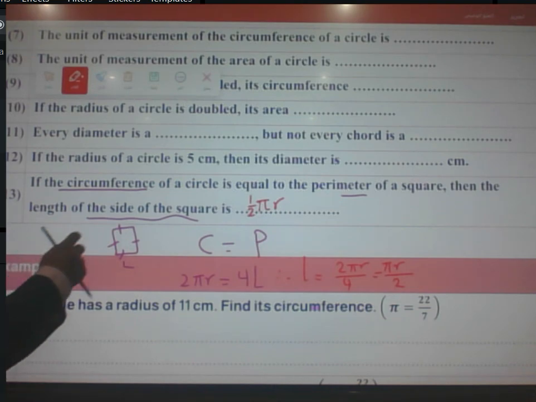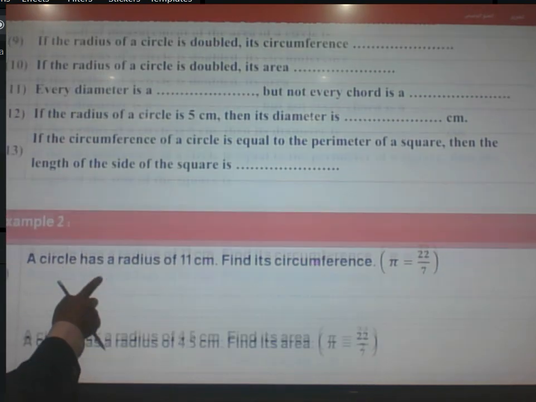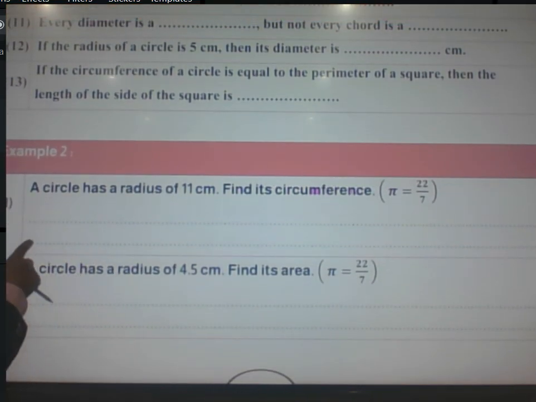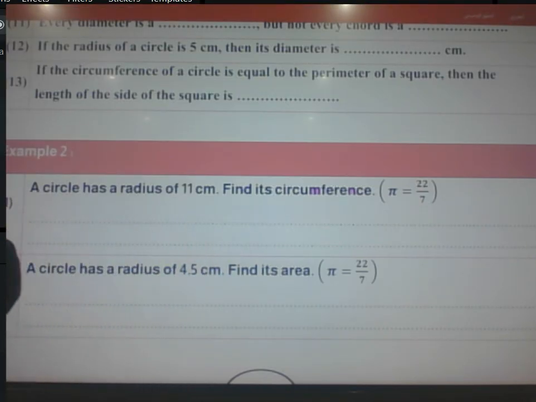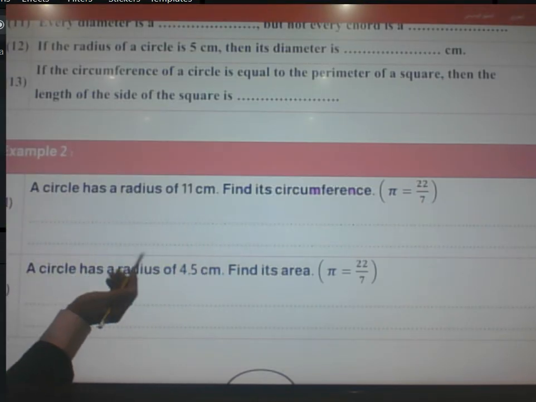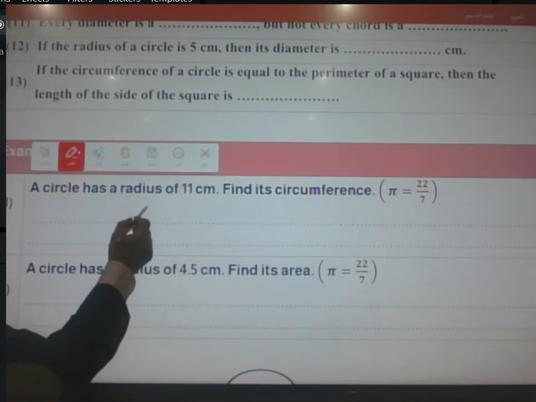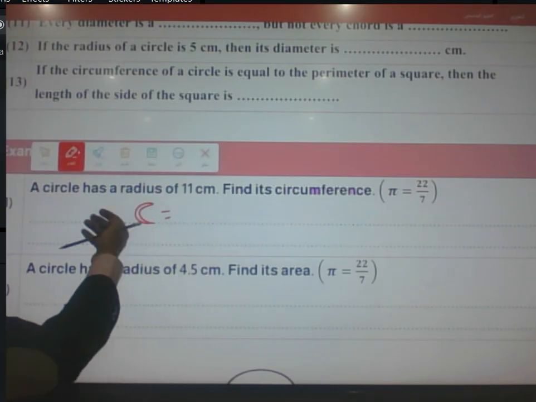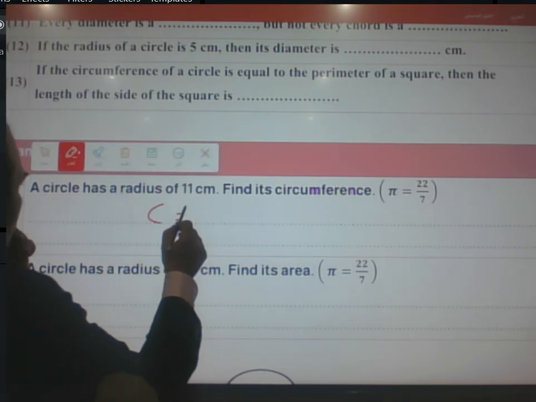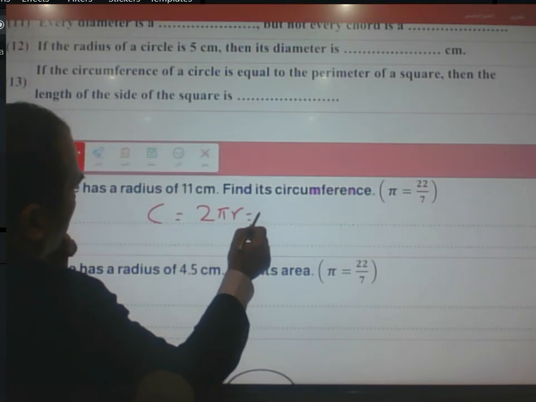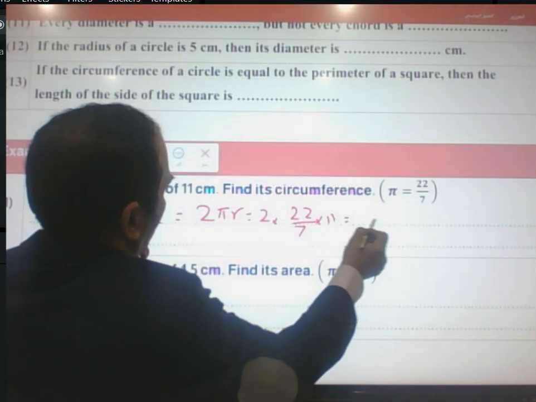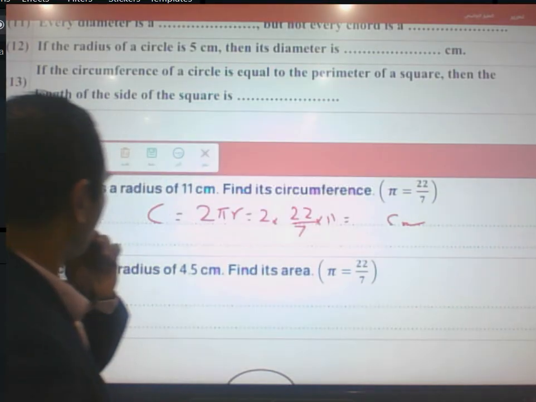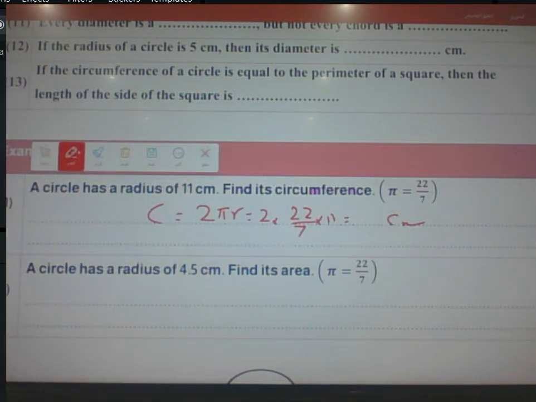Okay, next question. A circle has a radius of 11 centimeters. Find its circumference. This is a direct question. The circumference of a circle will equal 2πr, 2 times 22 over 7 times 11. And the result will be in centimeters. You can complete this using a calculator to simplify to a decimal number.